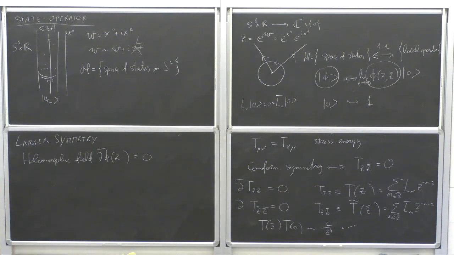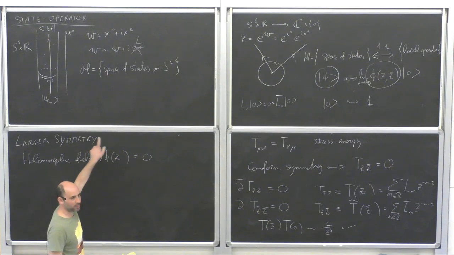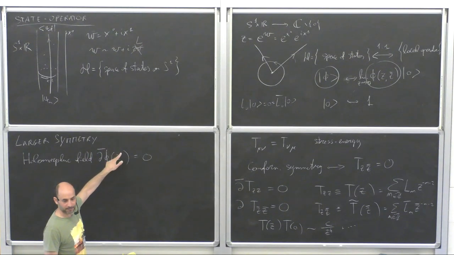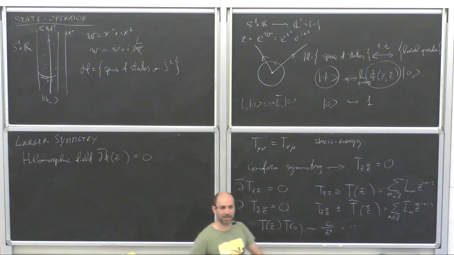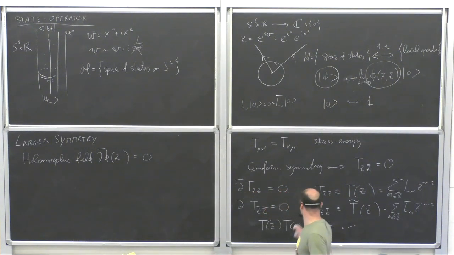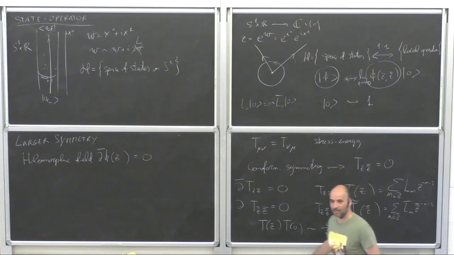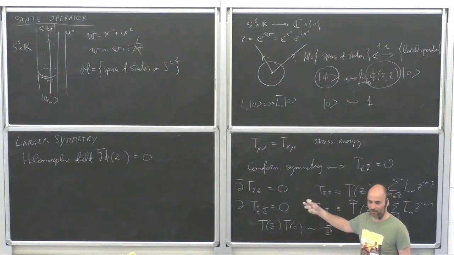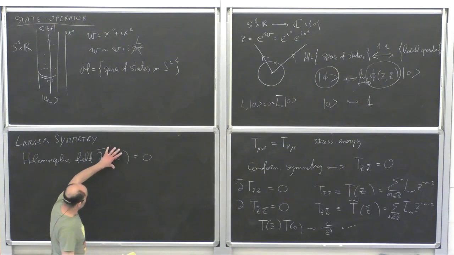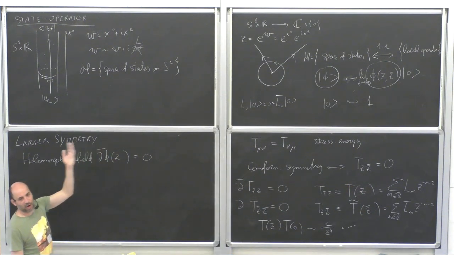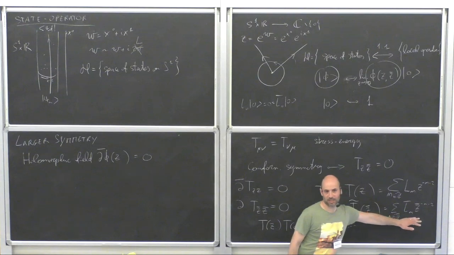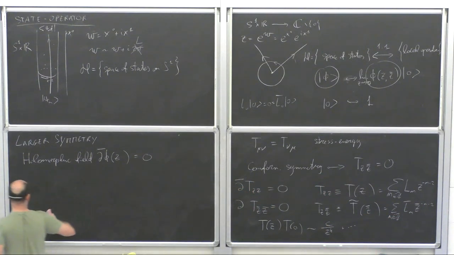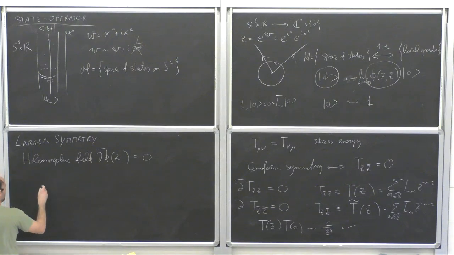Then you can interpret this as some kind of conservation law for some current, and the modes of this holomorphic field generate a larger symmetry. So this T(z) and T twiddle(z) are the holomorphic and anti-holomorphic fields corresponding to the conformal symmetry. So this somehow generalizes your T(z). And then you have the same thing with anti-holomorphic fields, and this extends your anti-holomorphic Virasoro algebra.